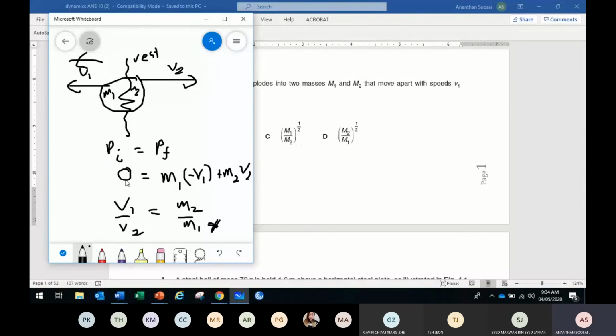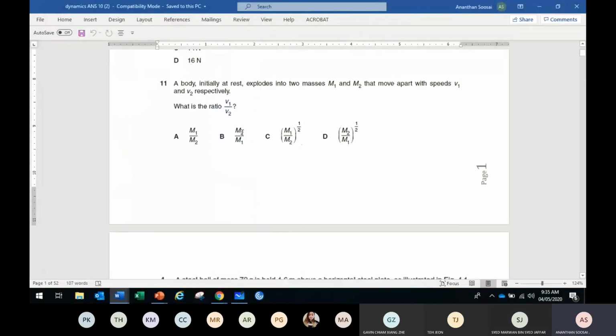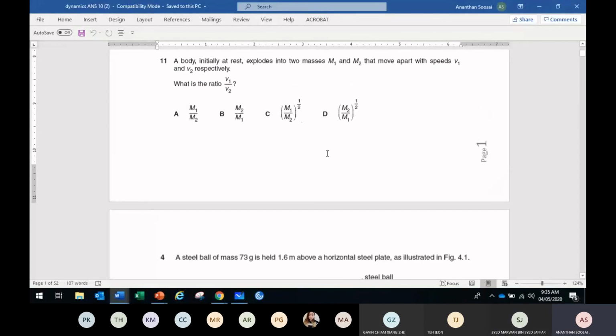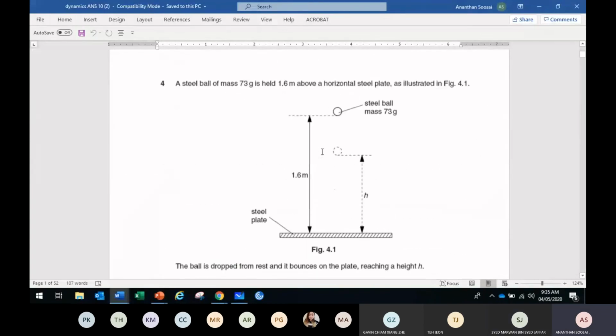So initial momentum is 0. So final is negative. Okay. So the answer is B. Just use conservation of momentum.